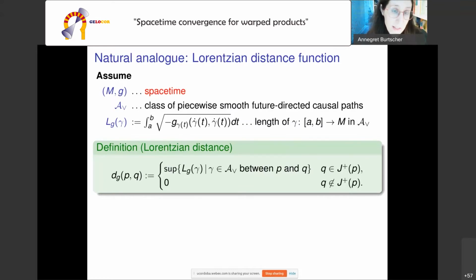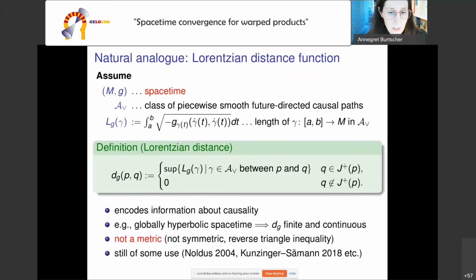The Lorentzian distance is actually a very useful concept, and a lot of things are known about it. For instance, just by definition, it encodes information about causality. We know that for globally hyperbolic spacetimes, the Lorentzian distance is finite and continuous. However, one big drawback for our purpose is that it is not a metric. It has some properties that are still useful, like the reverse triangle inequality, but that's not enough.